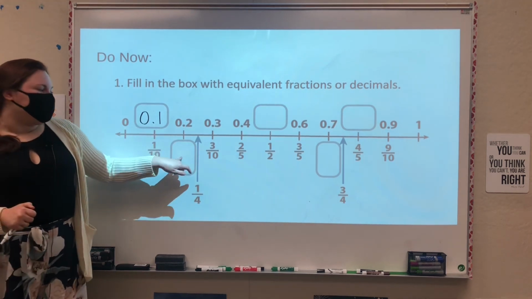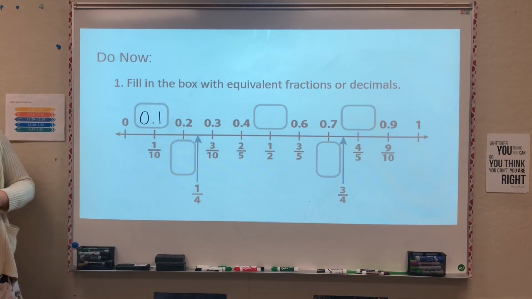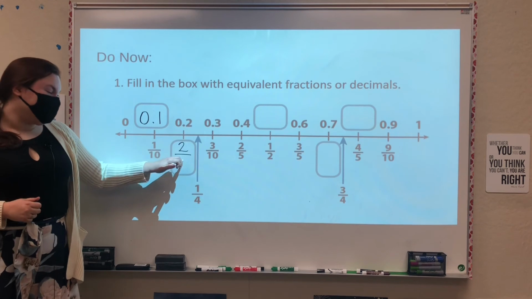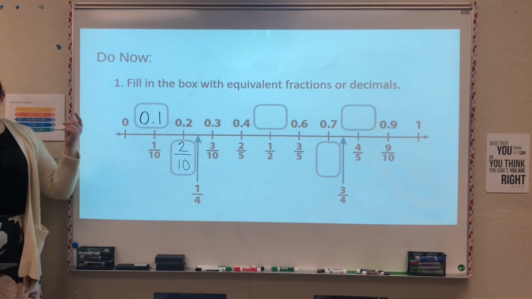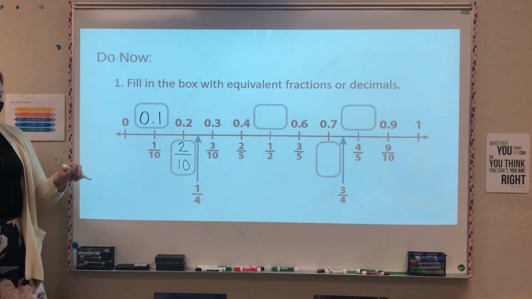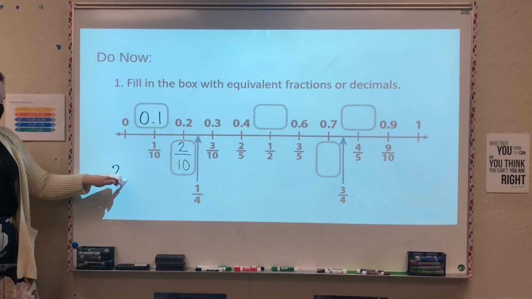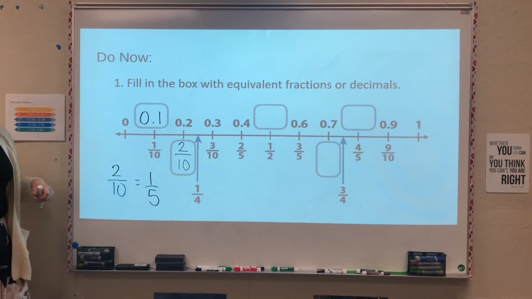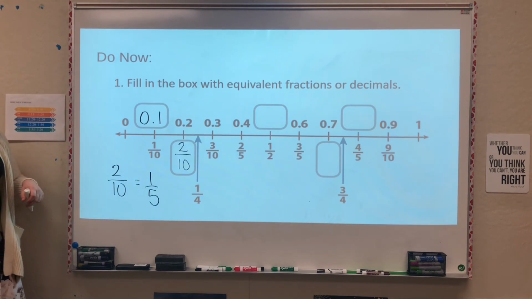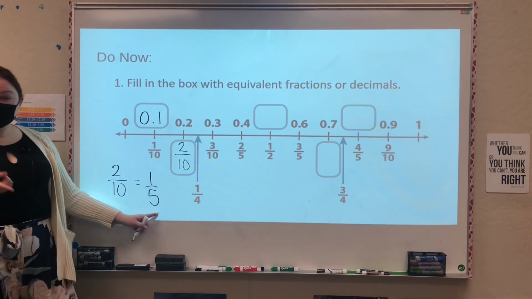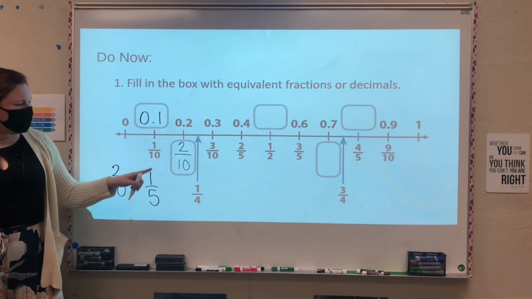What about this next one? What fraction would go there? 2 tenths. You can write 2 tenths, and that's correct. Is there a different answer you could have had here? 1/5. Nice. How did you get 1/5? Because 2 and 10 can divide equally by 2. Yep. We can divide both of these by 2, simplify the fraction, and get 1/5.